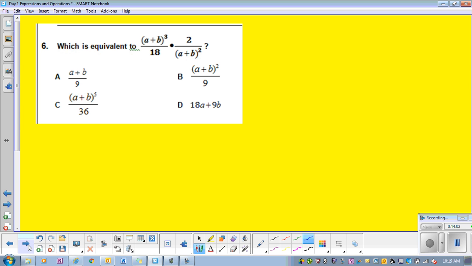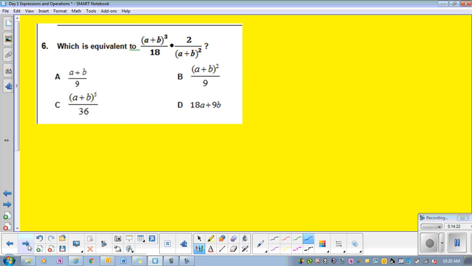All right, what about this? Guys, this one is really easy after the last one, okay? If you look, it's a fraction times a fraction. Since they're multiplying, do I need to find the LCD? No, right? Because they're multiplying.